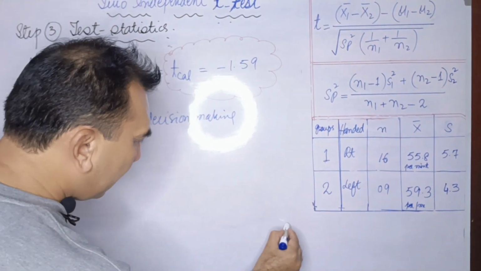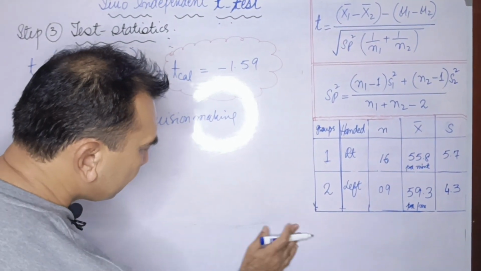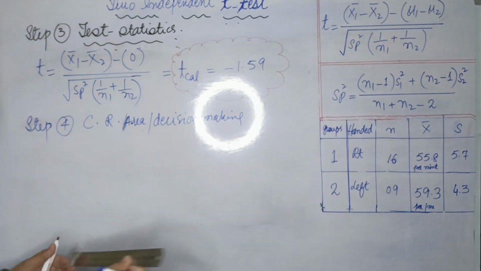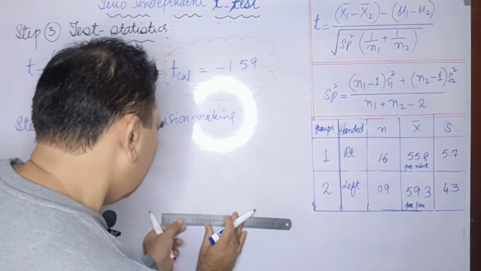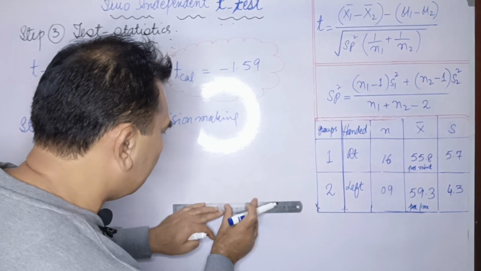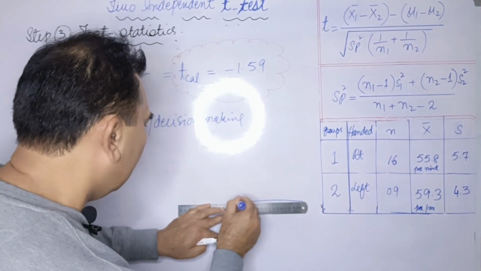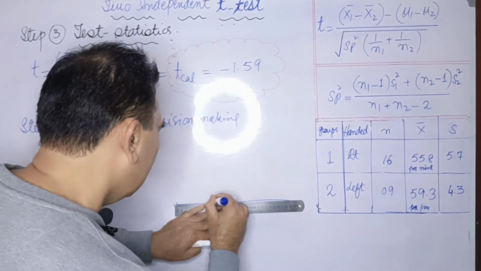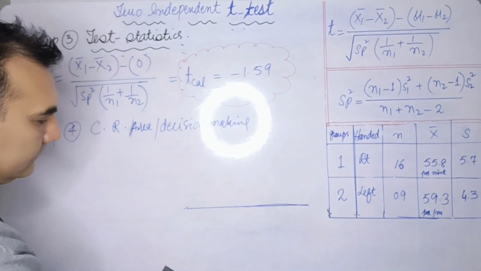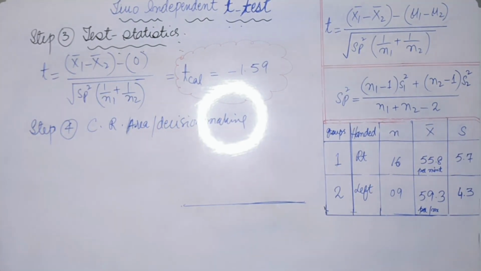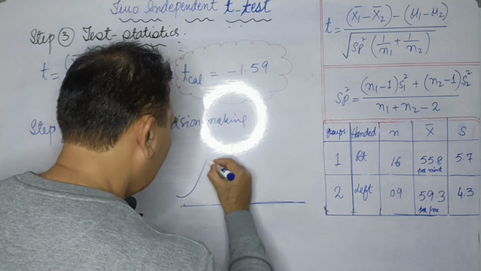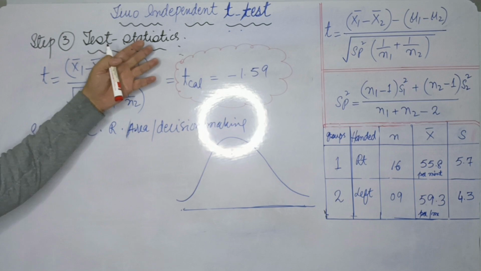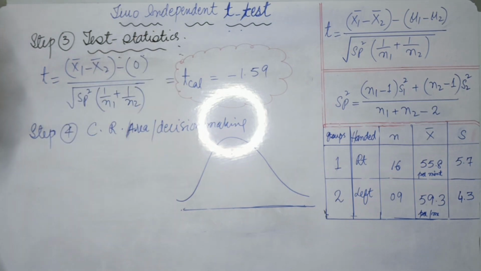Okay, for the decision making we must just keep in mind, you must draw the diagram of the bell shape. As we know, in the hypothesis it says there is a two tail.